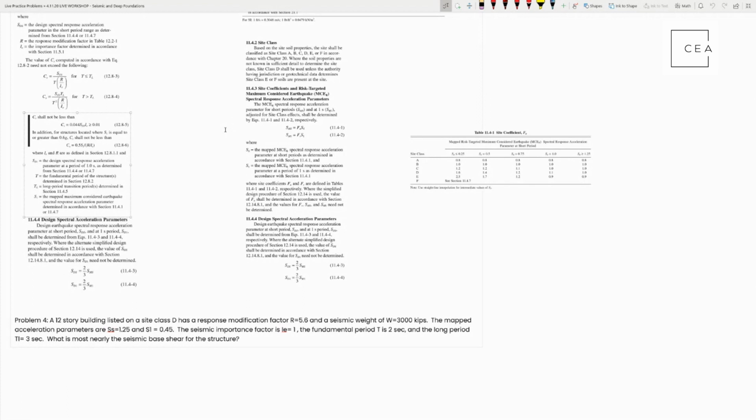Okay, good. So I just pulled up here what FA is. Like we said, it comes from tables. In Table 11.4-1, we have the site coefficient FA. So you just look at what site class has been determined where you're building.